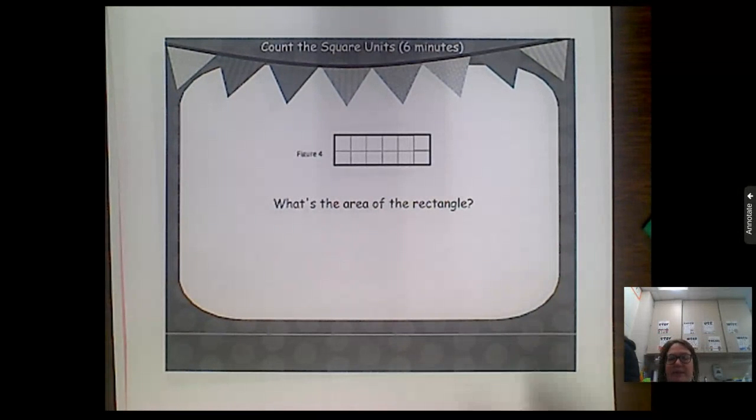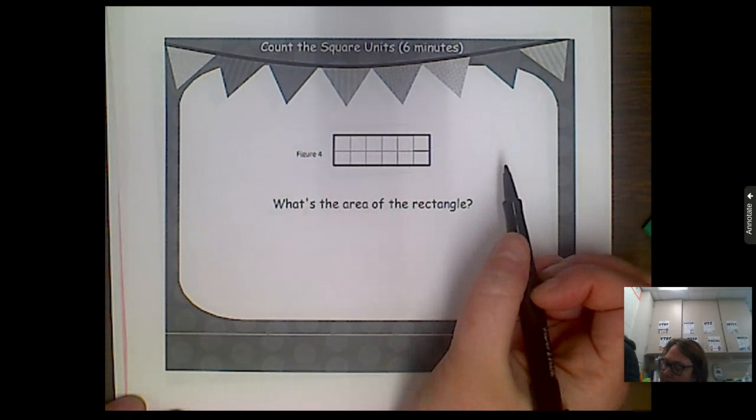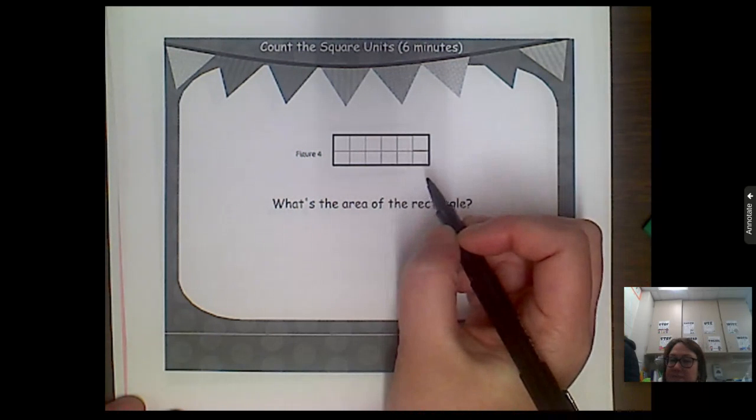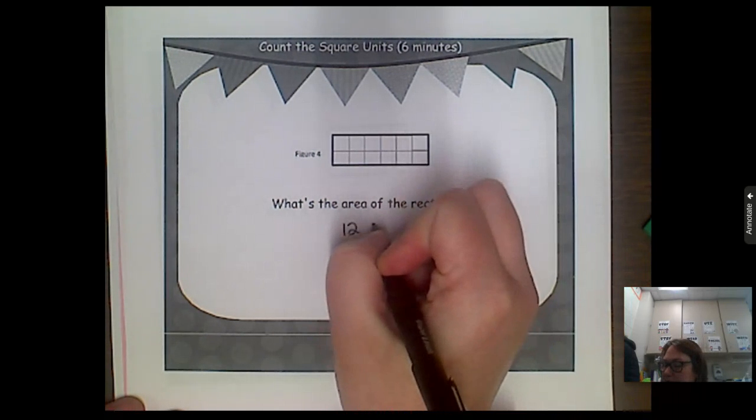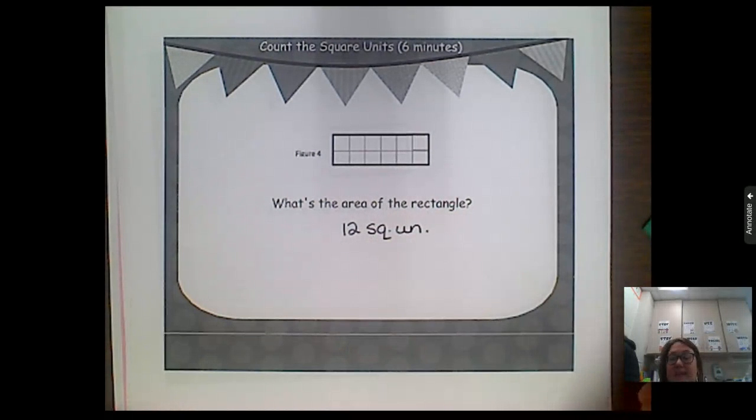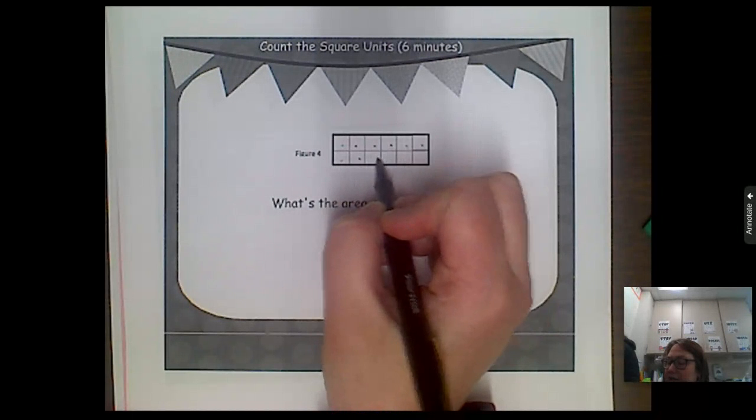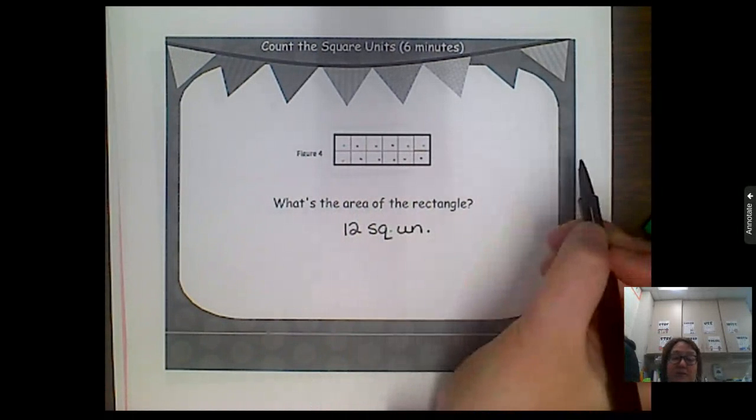Find the area of that one. Did you find that the area was 12 square units? Good. Again, we could do 1, 2, 3, 4, 5, 6, 7, 8, 9, 10, 11, 12. So I could just simply count them.